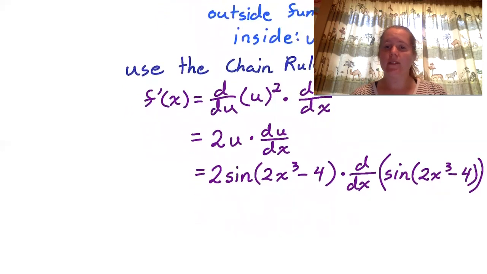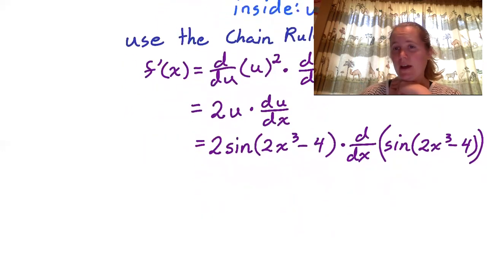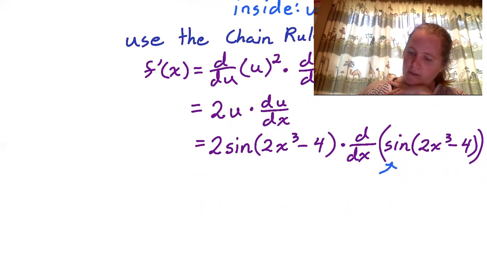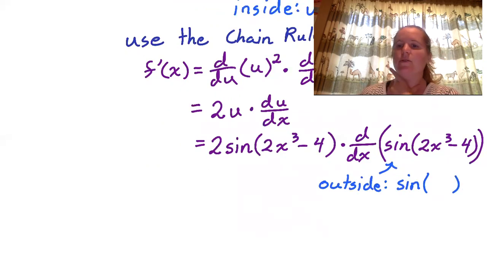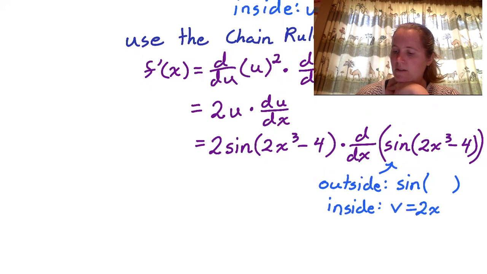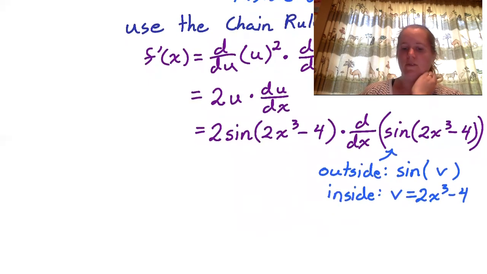Now at this point, we have to take another derivative. And once again, we have a function composition. So here we have the outside function is sine of blah. We can use u again or v if you want to use a different variable. This time around our inside, let's use v, is 2x cubed minus 4. So you've got sine of v, where v is 2x cubed minus 4. So we are going to once again use the chain rule.